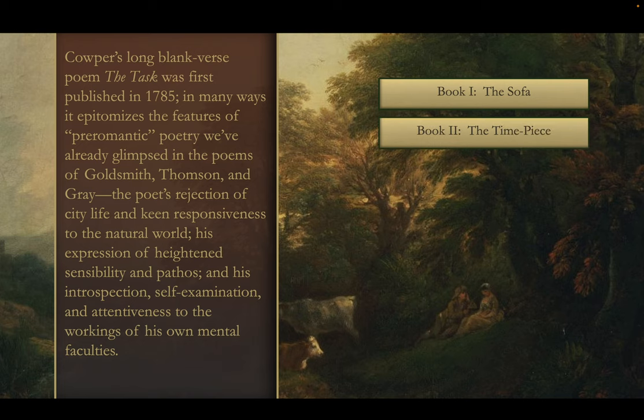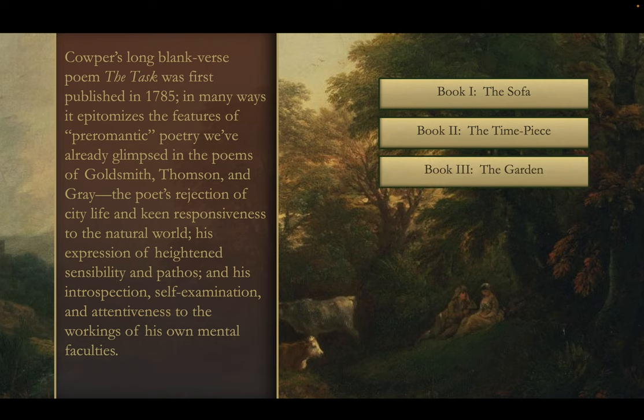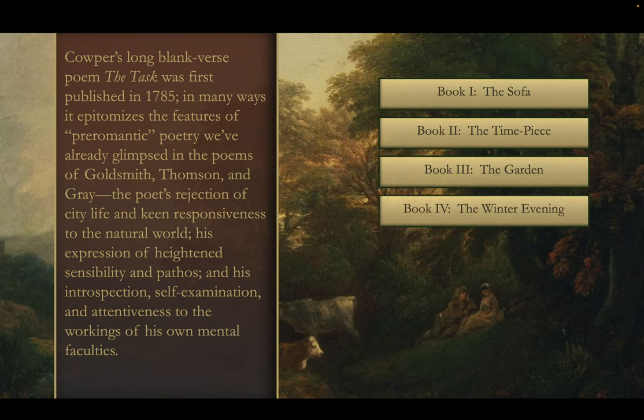Book two is called The Timepiece. This one is famous because it contains one of his attacks on the institution of slavery, and he goes into great detail about why he believed Great Britain was in a state of moral decline. Book three is titled The Garden, and he describes his gardening activities and extols the simple pleasures of rustic life. Book four is The Winter Evening, and we have a wonderful excerpt from this in the Norton, where he spends most of his time describing the domestic comforts of rural life, like sitting by a fire on a snowy night.